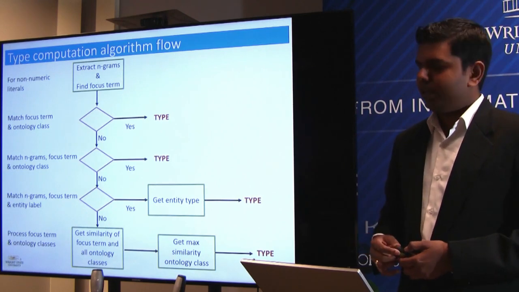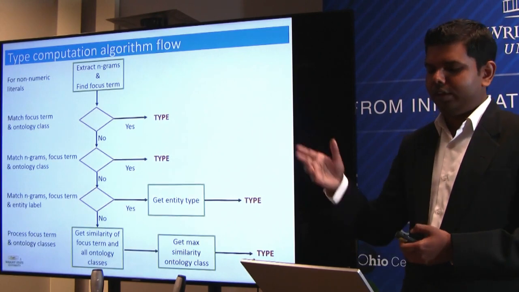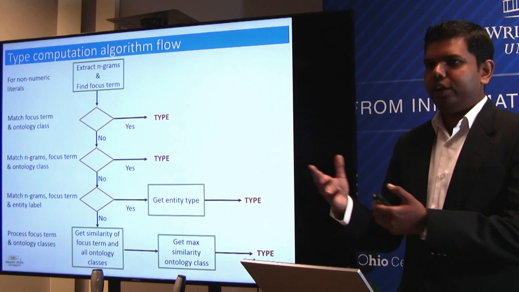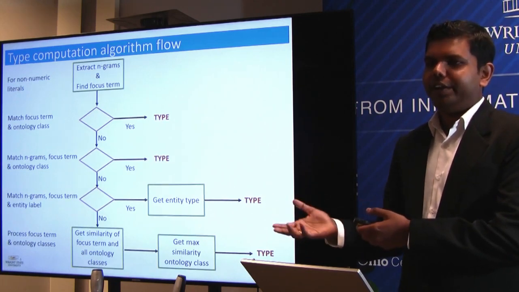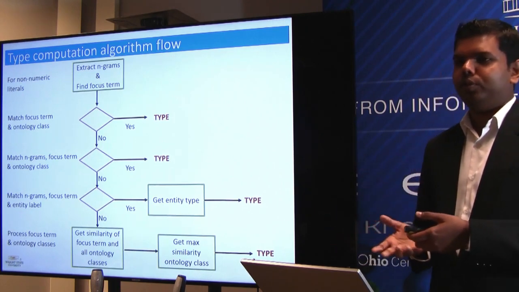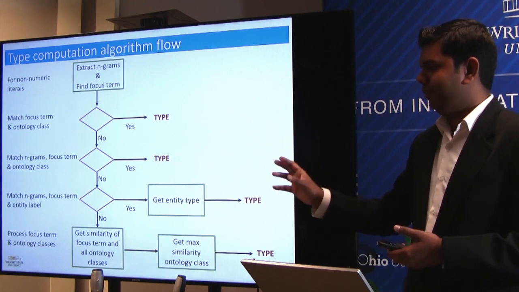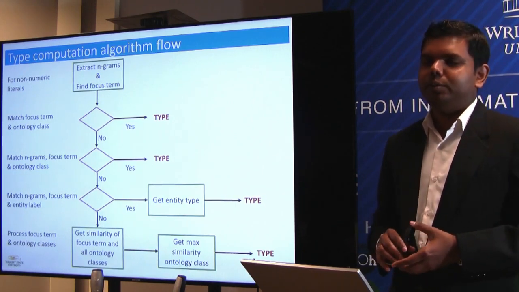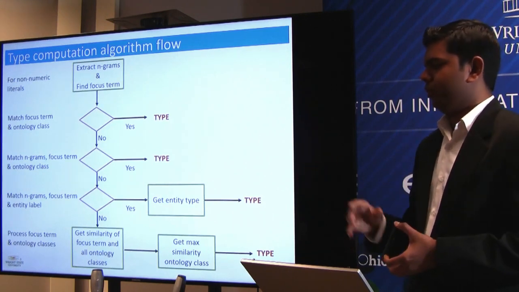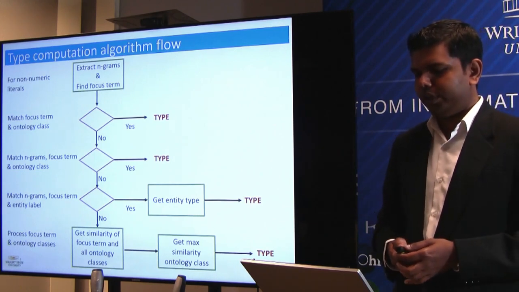If not, we analyze the n-grams along with the focus term and then try to match to an ontology class. And if not, we try to match it to an entity and then take the type of the entity, and then we get the type of the literal or the phrase. Lastly, if none of them work, we just get the maximum overlap semantic similarity for ontology classes and then type it as that class. So this is the process flow that we follow.